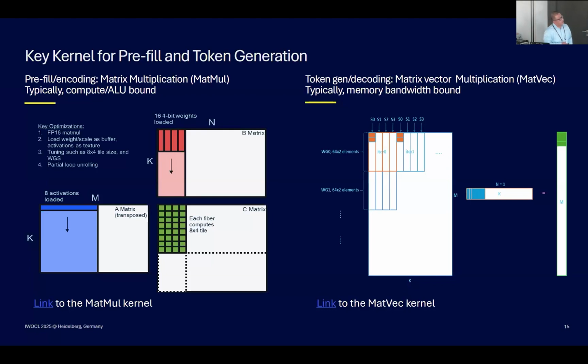For token generation, we try to maximize the bandwidth utilization. We have very special ways to do that. We actually use some subgroup functions to improve the locality and improve the performance.